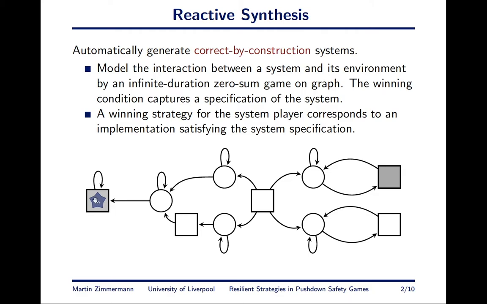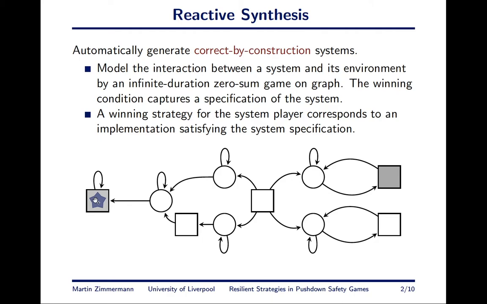And if you have such a winning strategy, this can be easily transformed into an implementation satisfying the system specification. So this would give us a strategy for the robot to never get caught by the other two robots, if there exists such a winning strategy at all.